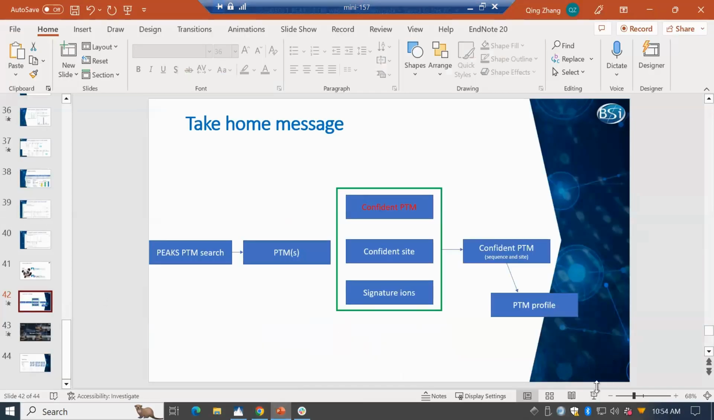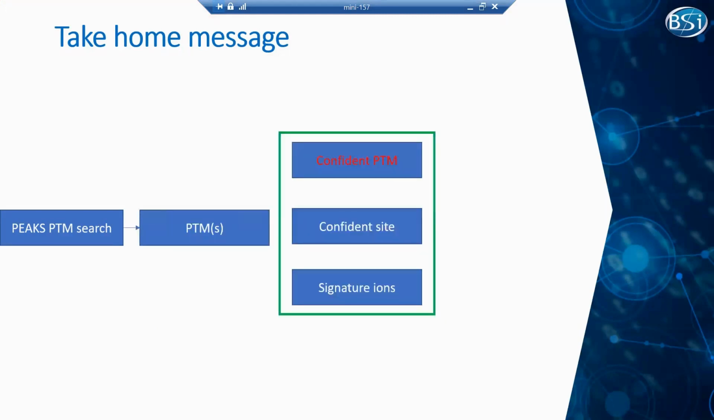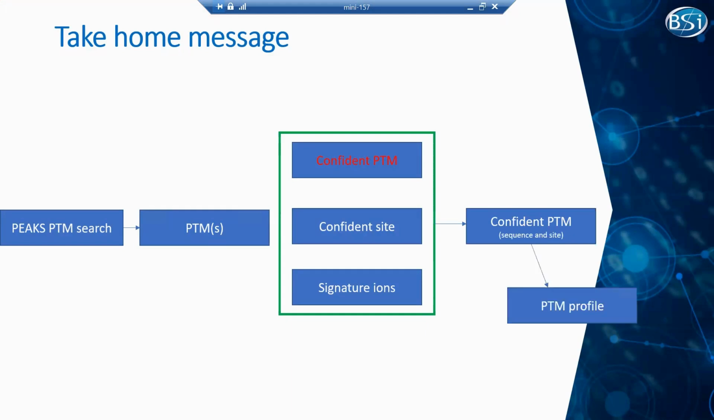Okay, then let's come back. I think the take home message for the PEAKS PTM search is that we will give you 3 levels of confidence. You will find the confident PTM and then the confident site, and if possible, there will be the signature ions. Based on these 3 levels, you can get the confident PTM. And for the confident PTMs, you can do PTM profiling on the protein level to see the difference.